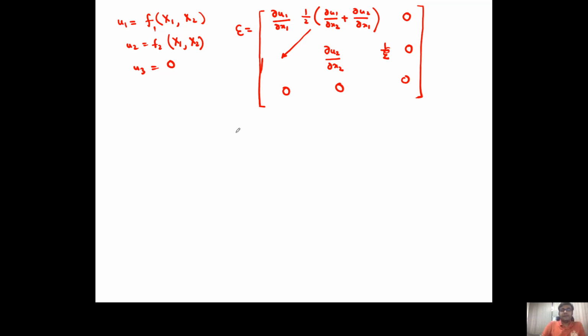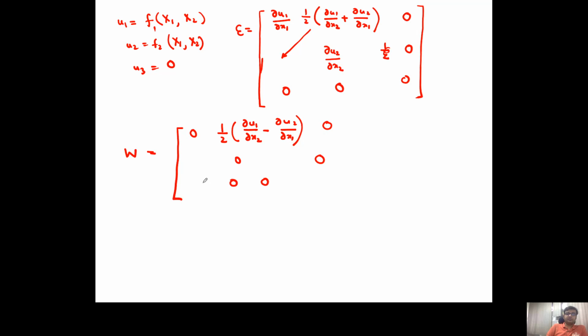Okay. And then what will be your W matrix, which is the rotation one? The W matrix will be, the diagonals will now be 0. And then this will become half del u1 del x2 minus del u2 del x1, right? And this is 0, 0, and then this is 0, 0, and this is the negative of this value.